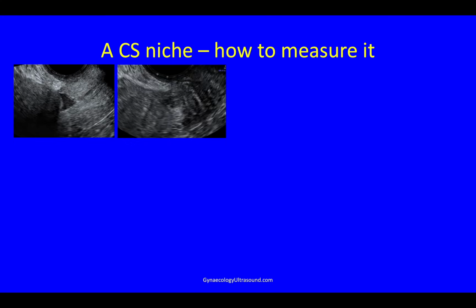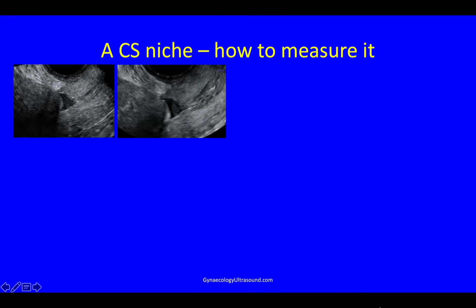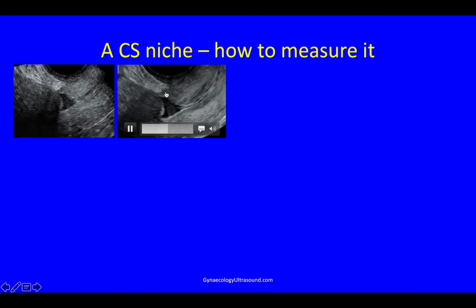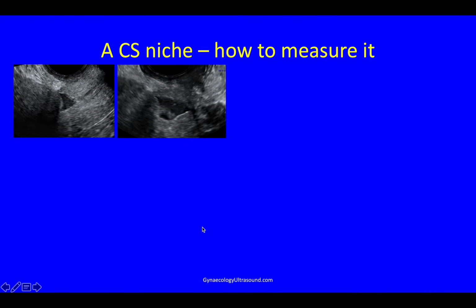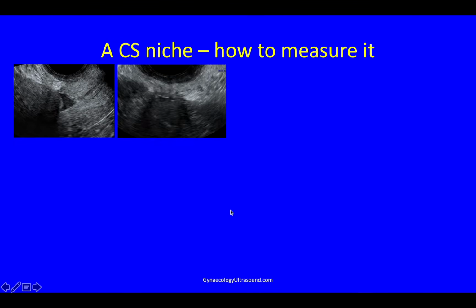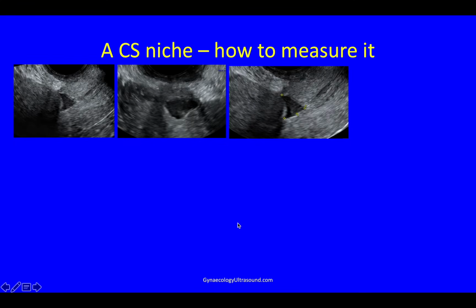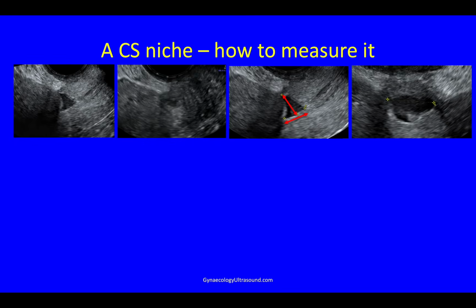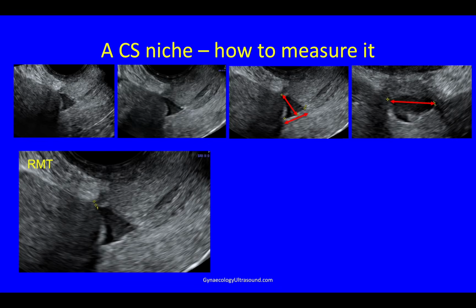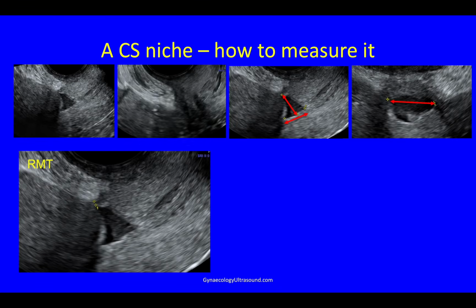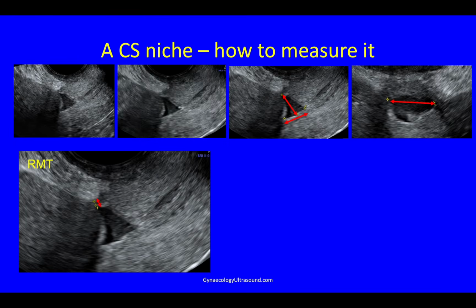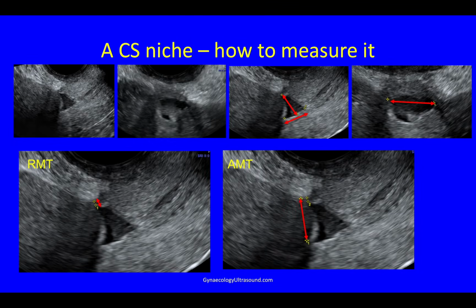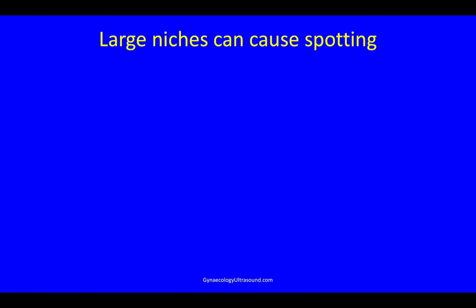So you can see that in the longitudinal plane going side to side, there's a defect in the myometrium, which in the longitudinal plane looks like this, and then transversely it can be much wider still than that. You can measure them like this. That would be the length, and that's the depth and the width in the transverse plane. And you can measure the overlying residual myometrial thickness and the adjacent myometrial thickness, and that gives you an idea for the size of the niche.